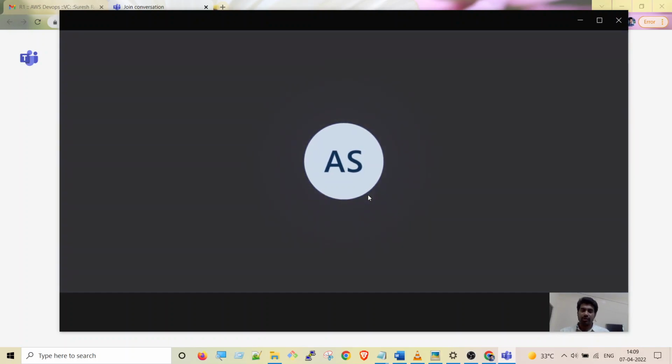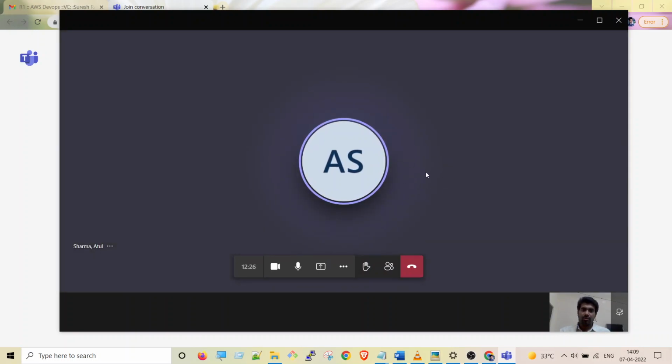Okay. What is the command to create a Docker image? Yeah. What is the command to create a Docker image? No, I don't think that's right. No, I don't think that.